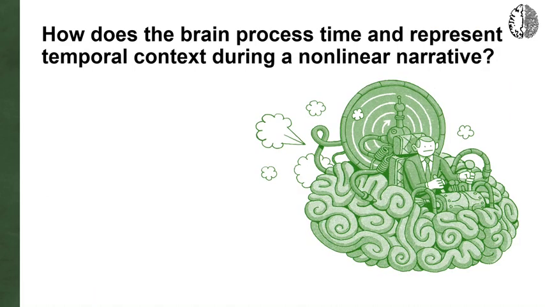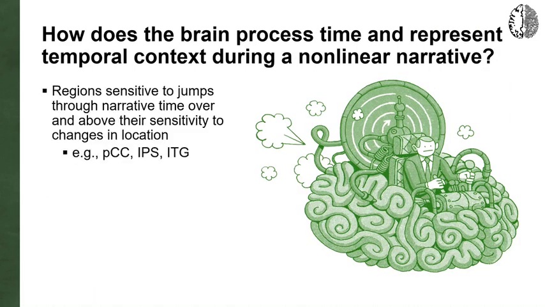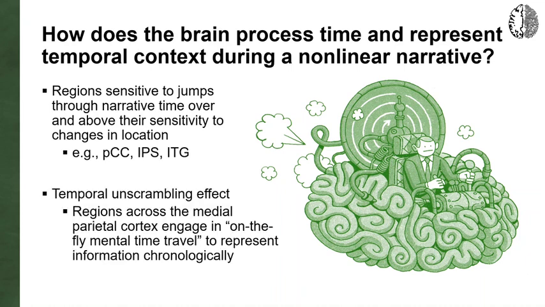So altogether, we're seeing a host of regions that are particularly sensitive to these jumps through time compared to changes in location that happen within a day. And so we're showing that sensitivity to information about time, and it seems to be the case that regions of the medial parietal lobe are sensitive to that information and then use that information to do some on-the-fly temporal unscrambling of narrative information to then represent this sequence of events in a chronological fashion.